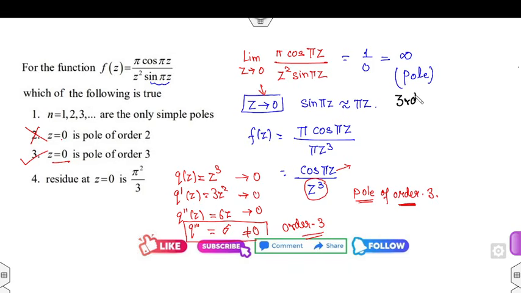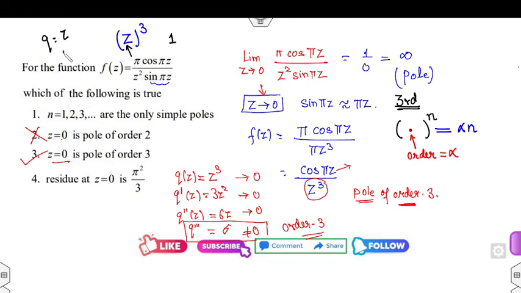One more method. The third method is, whenever you have the function raised to power n, whatever the n, always find the zeros of this part. If I say the order of this component is alpha, then the order of this will be alpha into n. So look at that, it is z cube. What is the order of this z? 1, because z equal to 0 is one root. If you take q as sin z, q dash is 1, which is non-zero. So it's 1, so 1 into 3, that is alpha into n, order 3.